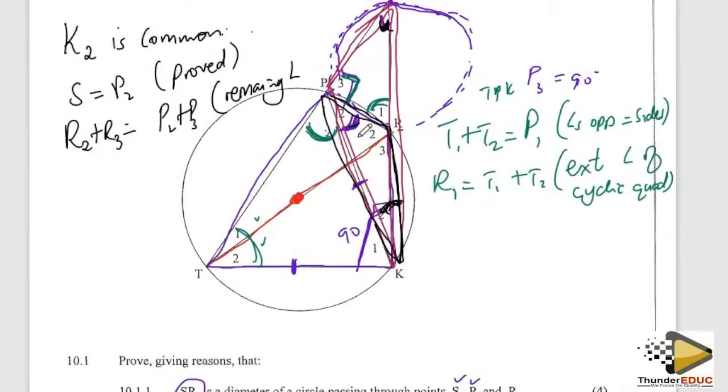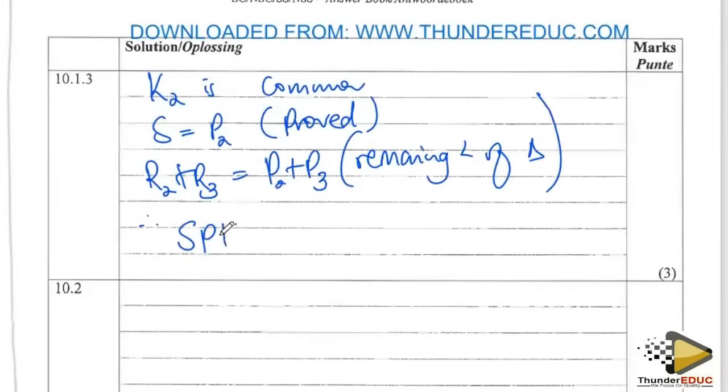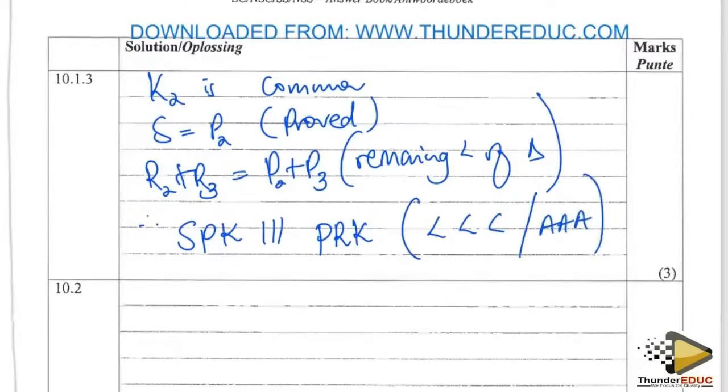Therefore, having obtained that, yes, we have three facts. Then we can say that SPK is similar to PRK. The reason is going to be angle, angle, angle, or you can just use triple A, no problem.